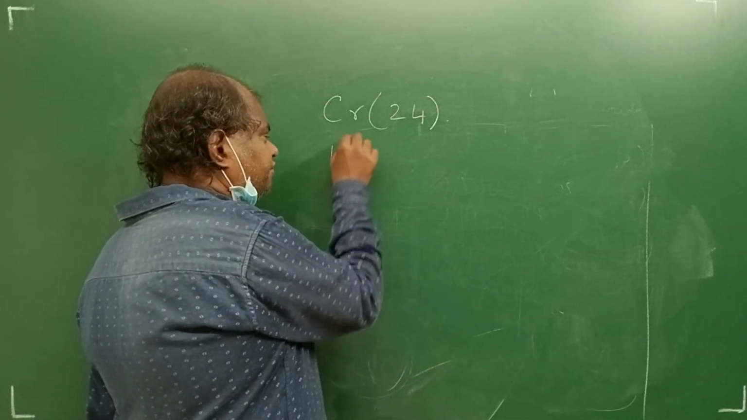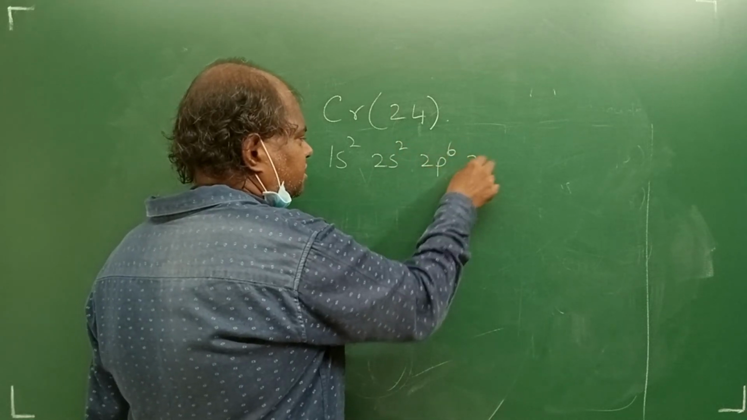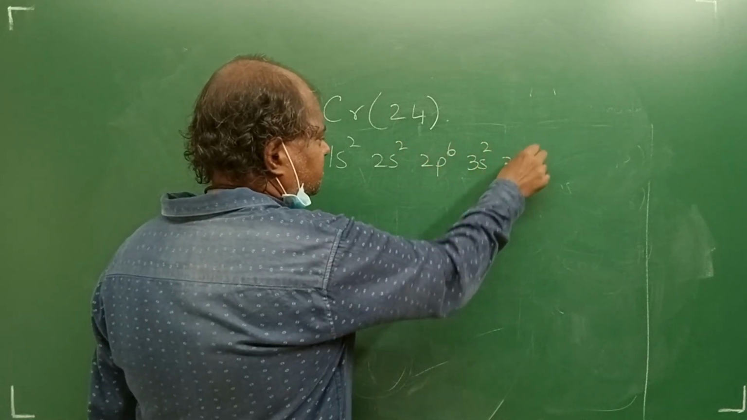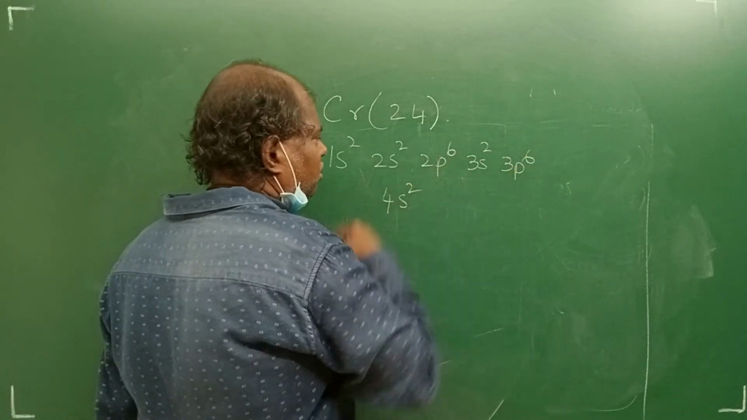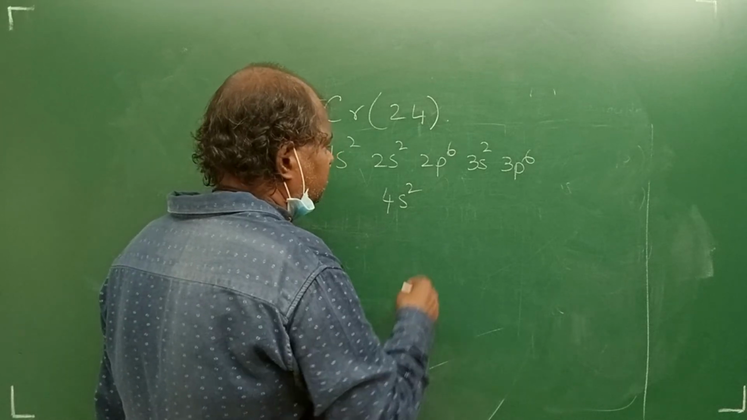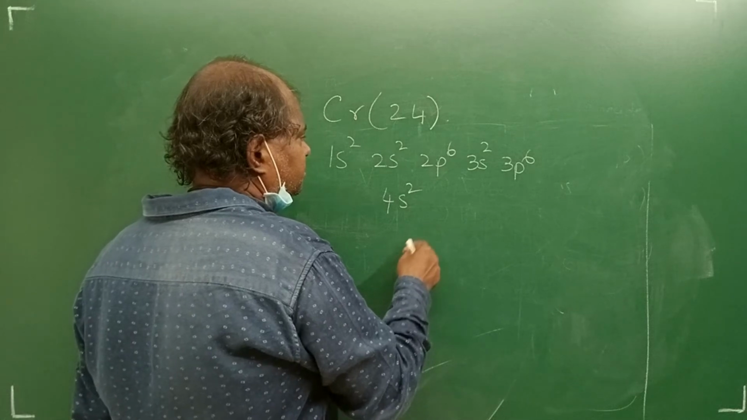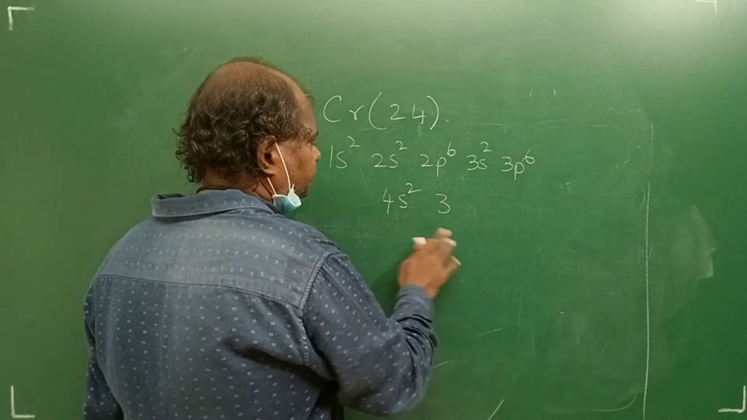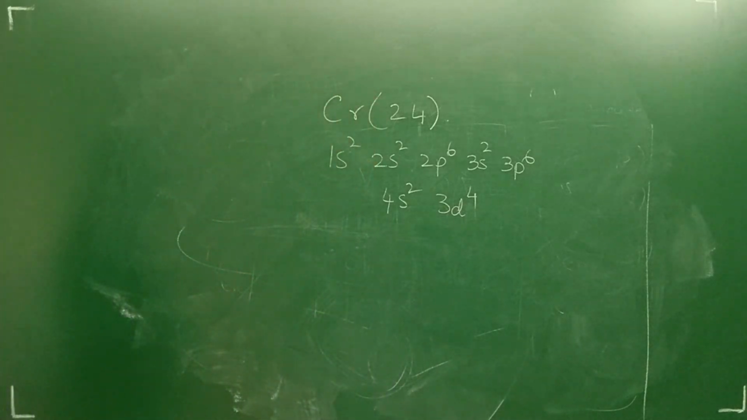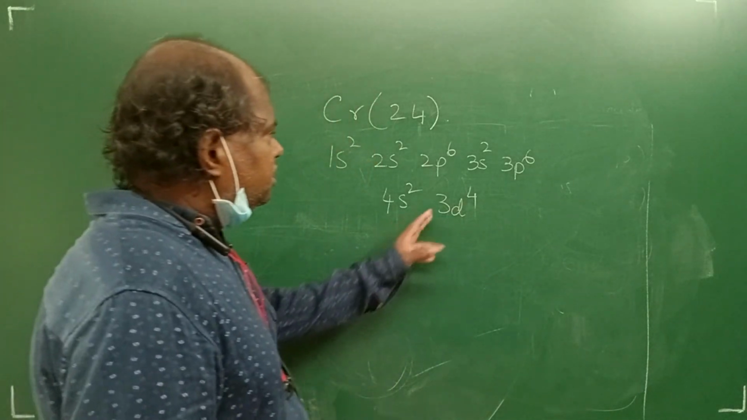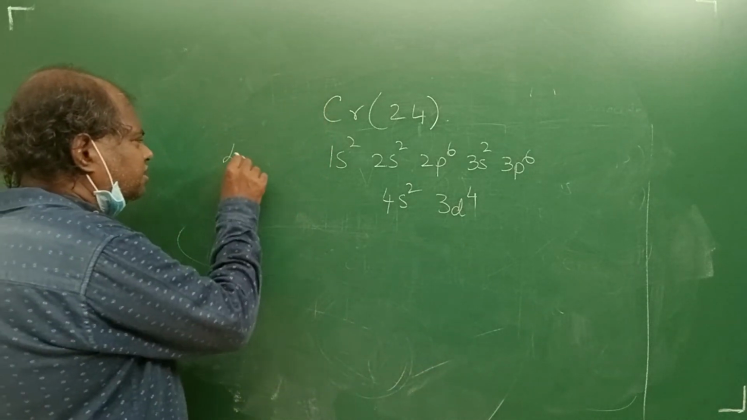you should actually write the configuration as 1s2, 2s2, 2p6, 3s2, 3p6, and I'll write here now 4s2. Just check how many electrons we have filled. 20 you have filled, right? 24 you have to fill. So you have filled 24 now. This is the expected configuration.